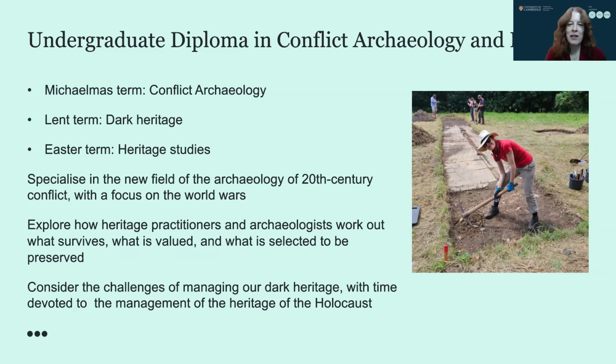Anyway, in the Michaelmas term, we look at conflict archaeology. So that's the archaeology of 20th century conflict, like World War I, World War II. And in Lent term, we look at dark heritage. And dark heritage is one of those terms that I think you can intuitively work out what it is from the title. But just in case you're still a little mystified, when we think of heritage in general, we think of glorious monuments and statues that we can all agree are heritage, like Buckingham Palace and Big Ben and Trafalgar Square and things like that.